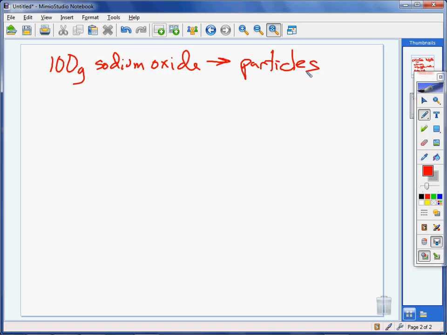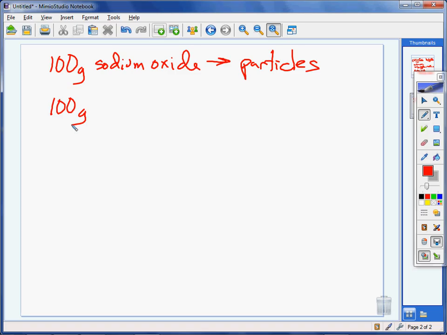What would this be called? It's still the same thing. We're still doing conversions for moles. So 100 grams to particles. How do we start the problem? We start off with what they give us, 100 grams. 100 grams of what? Sodium oxide.